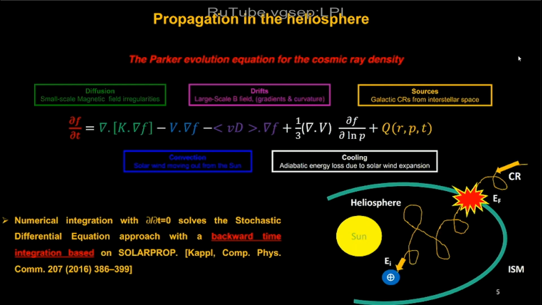The best way to study the cosmic ray propagation is the Parker evolution equation. In this study, we use SolarProp, a numerical approach, numerical integration in the steady state. As we see here, with the backward time integration, when a cosmic ray comes inside the heliosphere and close to the Earth, here we call it the initial energy, and here the final energy. So from now on, we use backward time integration, just to apply in the SolarProp tool.